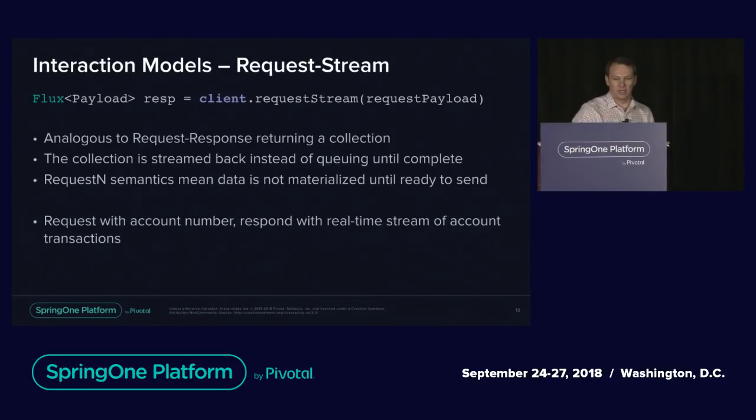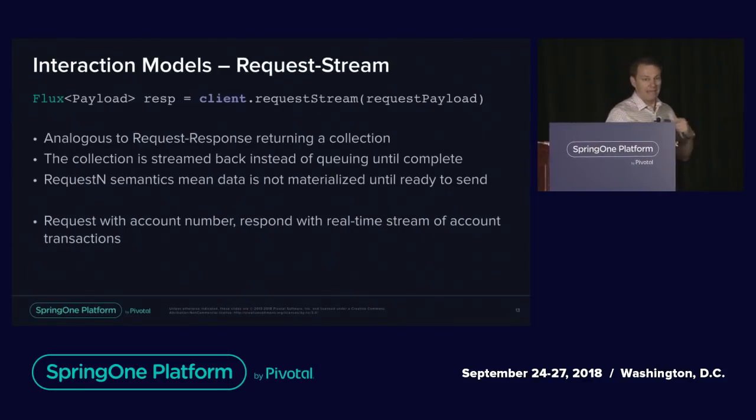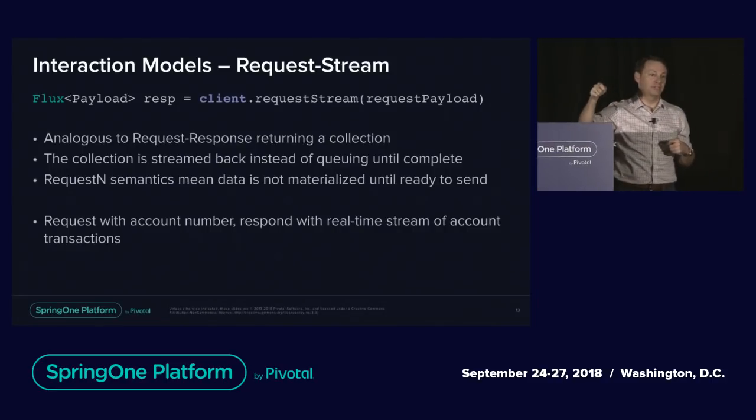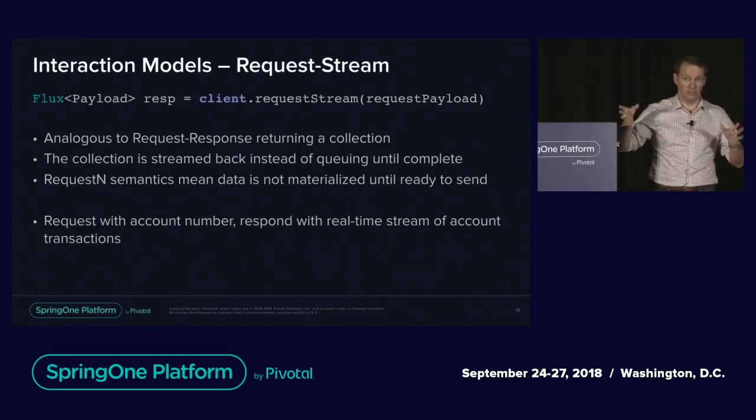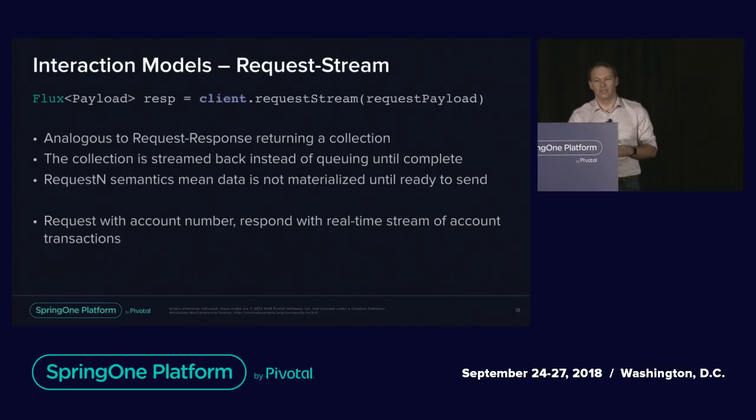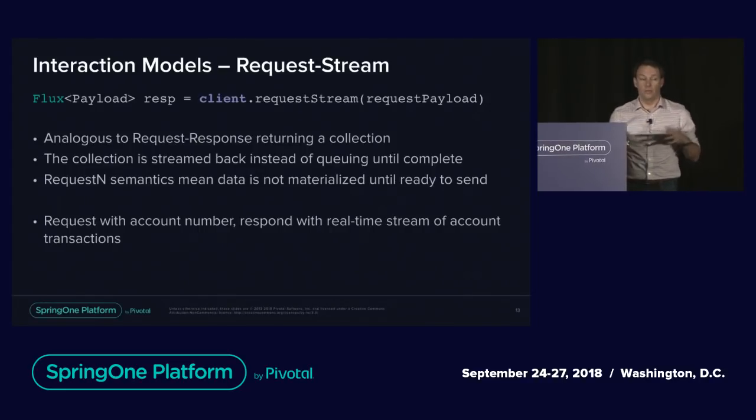So back to RequestStream. This is analogous to request response, but we're basically asking for a collection of data, where that collection may still be 0 or 1 or n, to be streamed back to me based on a single interaction, right? And so if we take a look at the signature this time around, we don't see a mono.